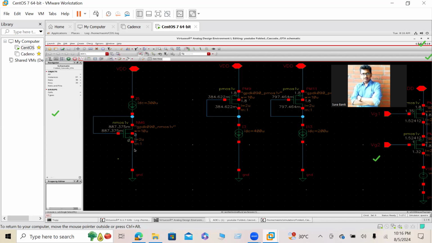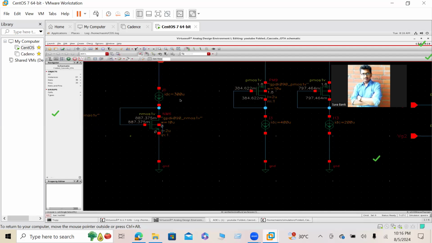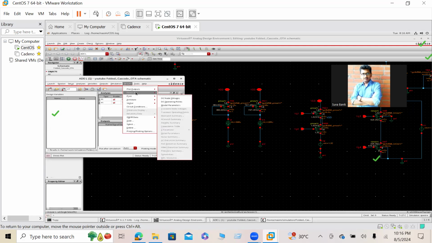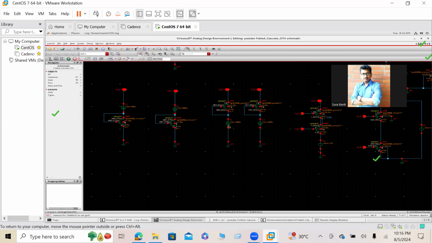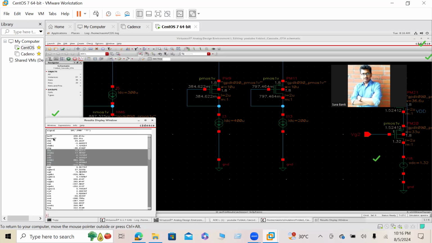So here I pick width equal to 10 micro, or you can choose any width, but length should be 2 micro, whatever we pick. And why do we make it diode connected? We need to ensure this transistor is in saturation. Therefore, we make it diode connected. So let's say from here, if we print this operating point, we can find the mobility of any circuit. For the mobility, you can see there is a term beta effective.